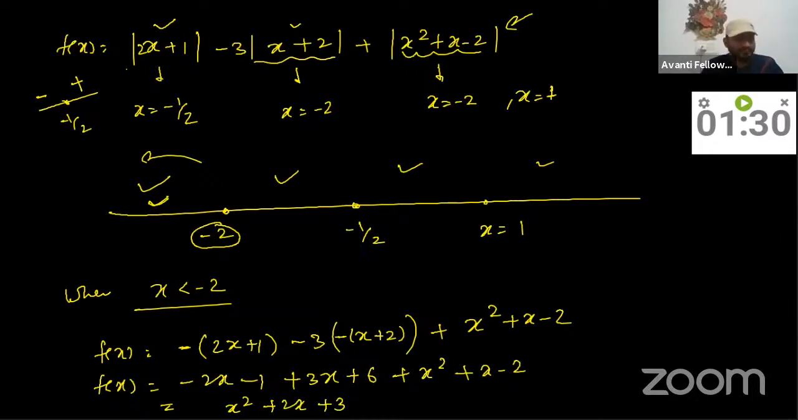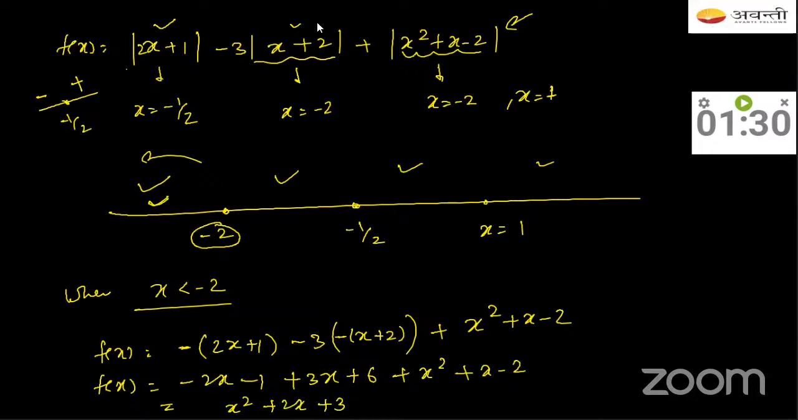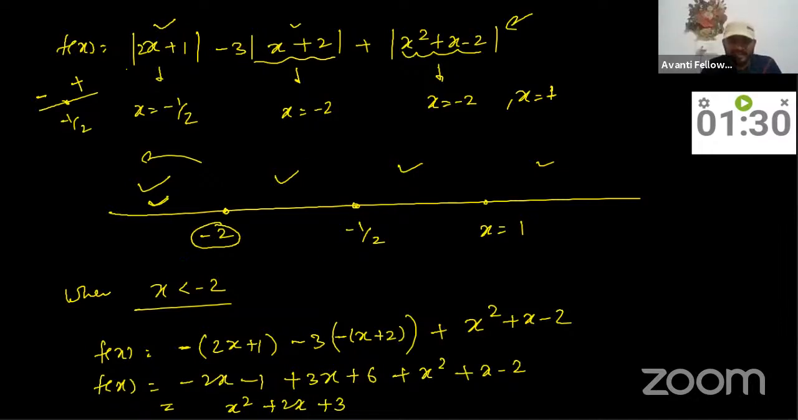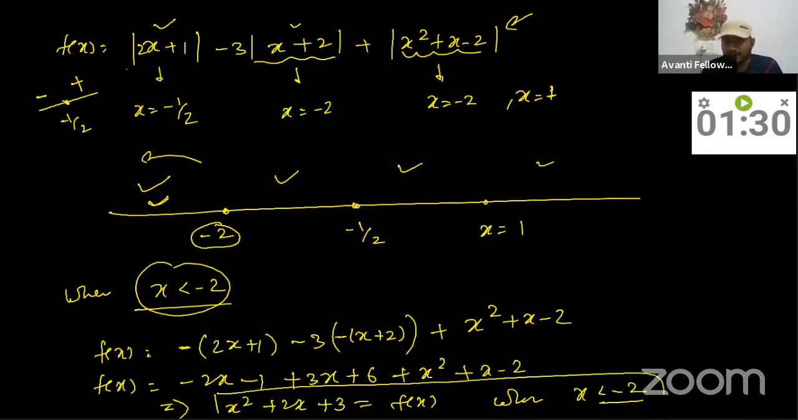Is it clear? Everybody, give me a yes or no if it is clear. Absolutely. When your x is less than -2, your function comes out to be this. This will be your f of x when x is less than -2. Okay, let's put it inside that box.